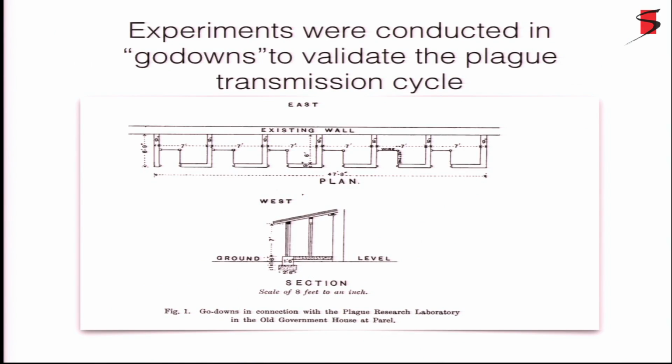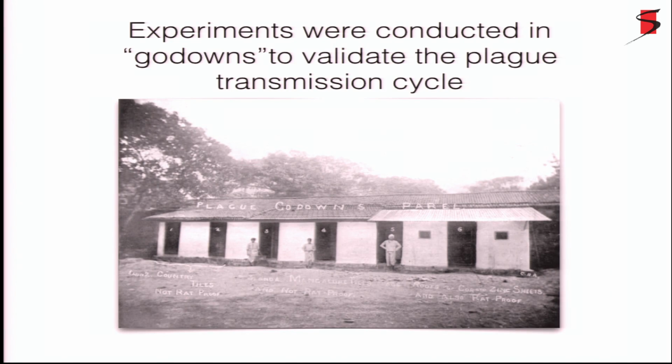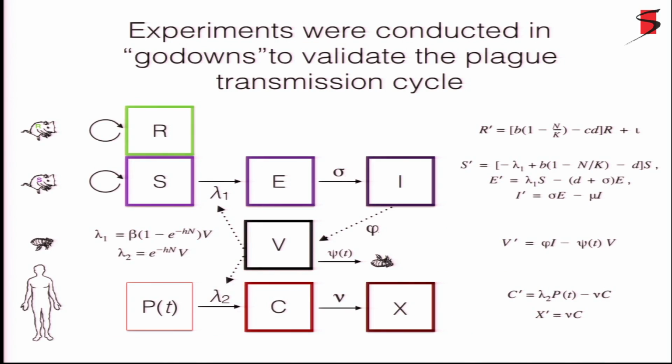The thing that's amazing is they went on to do experiments. They built these go-downs, which I'll show you one in just a moment, which were used to validate the plague transmission cycle in India. In particular, they had these separated units where they could put fleas, rats, whatever they wanted in whatever combination and assess whether or not the transmission of plague was going on. And so they validated the fact that the transmission was occurring by fleas.